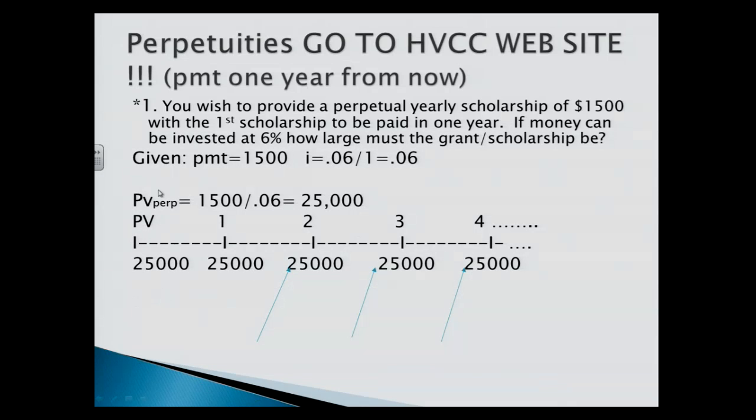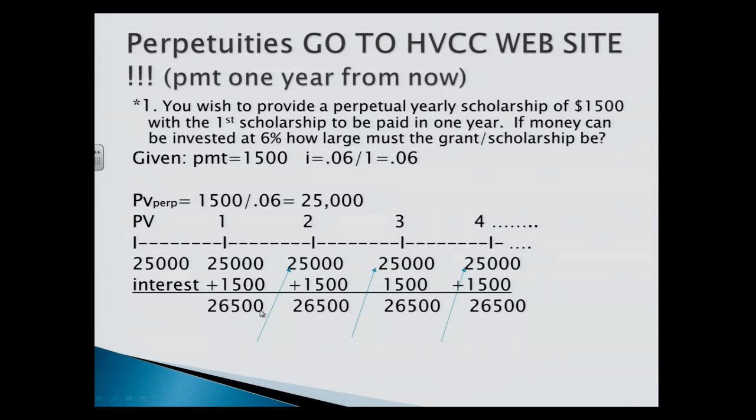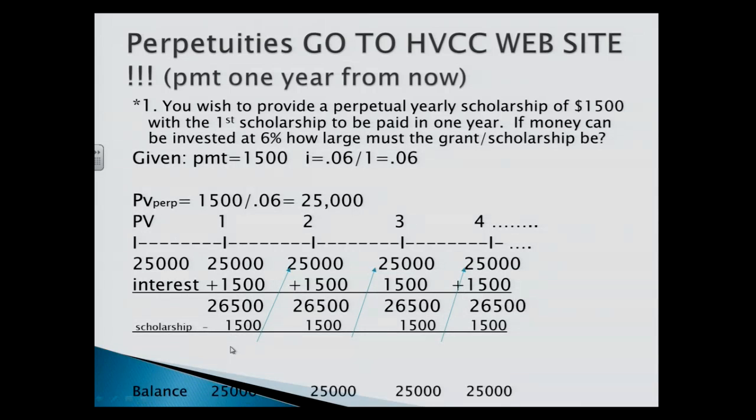So we deposit $25,000 today. We go along 1 year from now. We've generated $1,500 of interest, so we now have $26,500 at the end of the first year. We give away a scholarship of $1,500, so therefore we only have $25,000 in our balance. That money generates interest for 1 year, and we have $1,500 in interest for a total of $26,500 at the end of the first year.